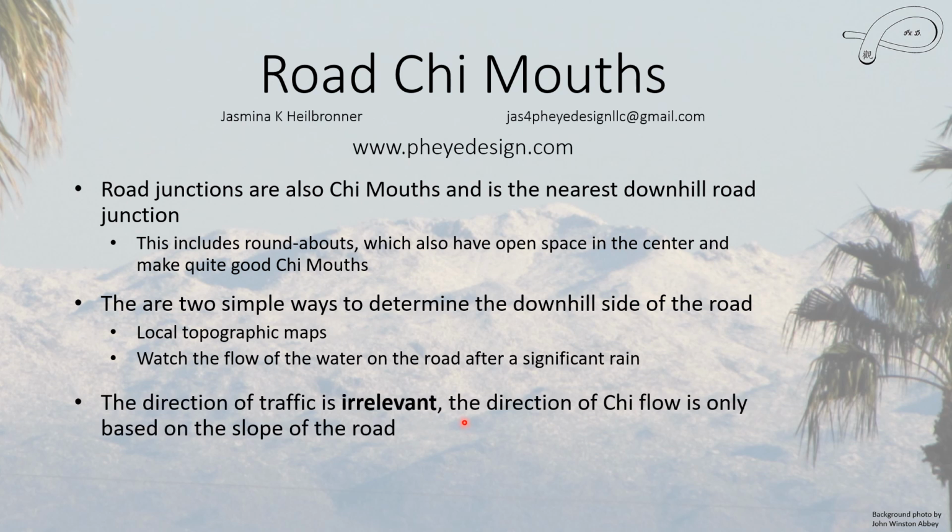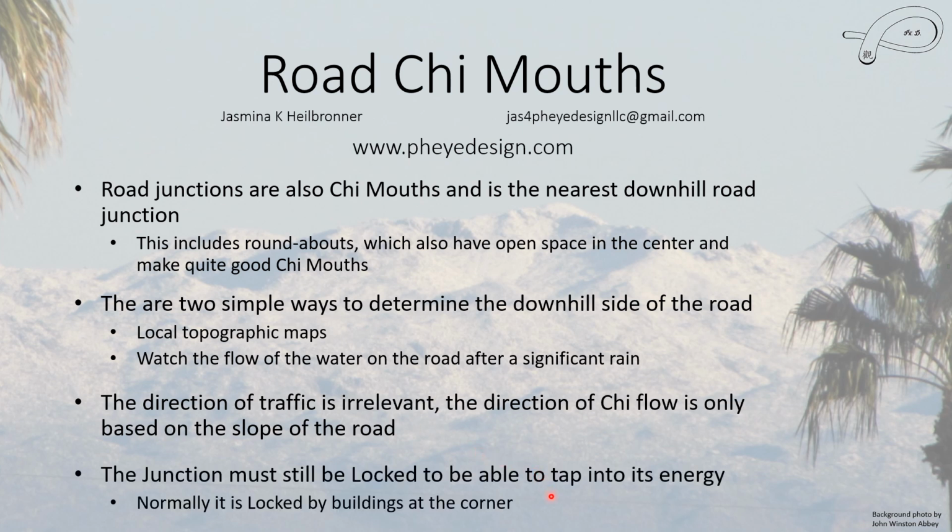Now, the direction of traffic is completely irrelevant to the chi flow. It is the direction based on the slope of the road that's important, not the direction of traffic. If you have a one-way road and they're going uphill, the chi flow is backwards compared to the traffic. And there's nothing wrong with that. Traffic has nothing to do with this. It has to do with landform. A junction must still be locked to be able to tap into this energy. And again, normally it is locked by buildings at the corner.